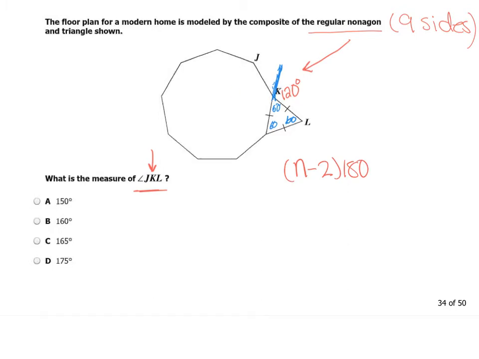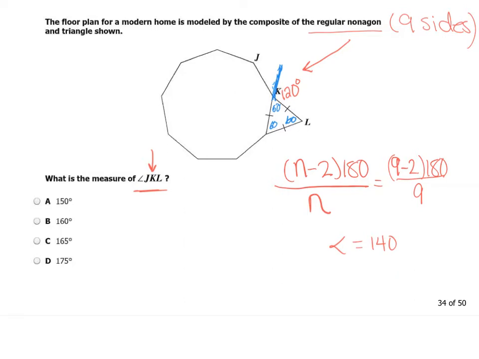Now we want to find the exterior angle of the nonagon. So I'm going to use my formula, n minus 2 times 180. That's going to get me all the interior angles, and then I'm going to go back and divide it by n. Once I put it in the formula, I find out that one interior angle is 140 degrees.